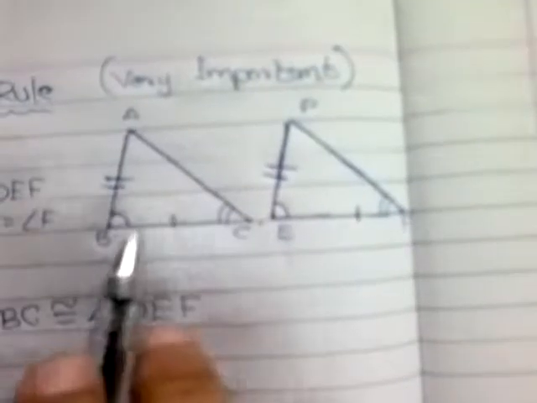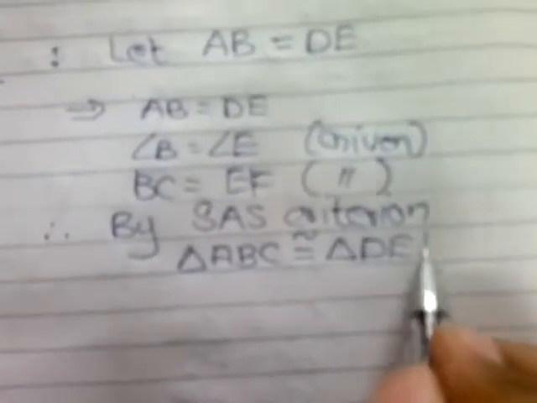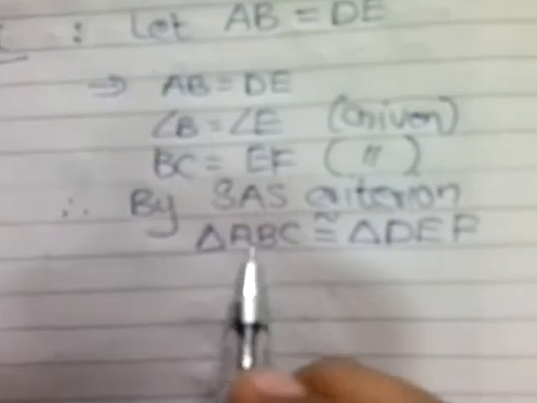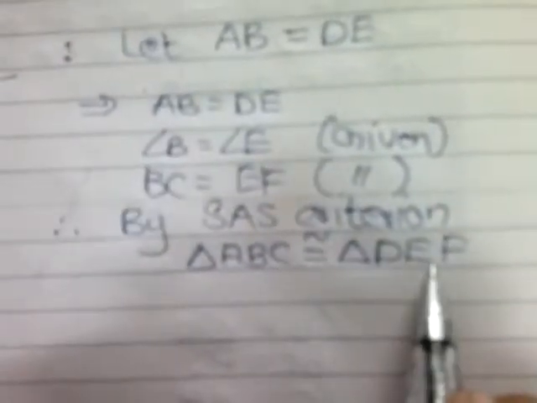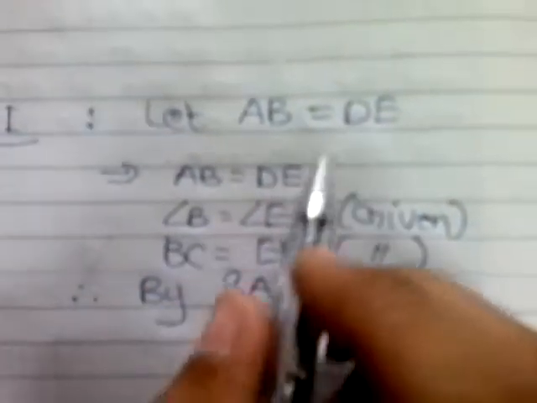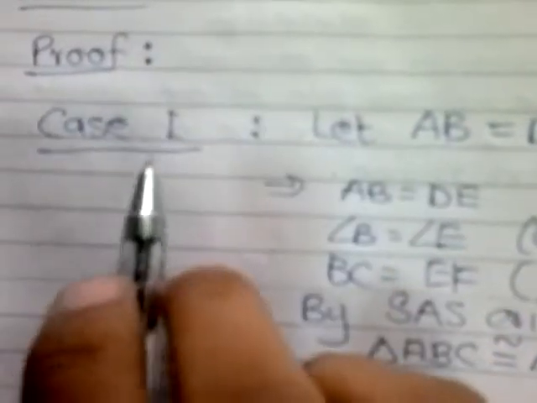I have taken the corresponding points. You should be very, very careful while writing down the corresponding notations, while writing down the congruence notation. So triangle DEF, there goes the proof. I have proved that triangle ABC is congruent to triangle DEF by assuming that AB is equal to DE. So that's our case 1.